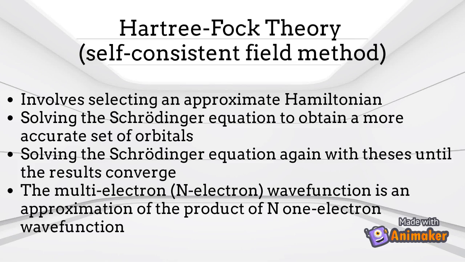The self-consistent field method that will be discussed here is actually based on the Hartree-Fock theory. It involves the selection of an approximate one-electron wave function, which is the Hamiltonian equation, that will be solved to obtain an accurate set of orbitals, and the process of selecting and solving the equations will be repeated until the values obtained are converged. Hence, the multi-electron wave function with n number of electrons can be approximated by the product of n one-electron wave functions.